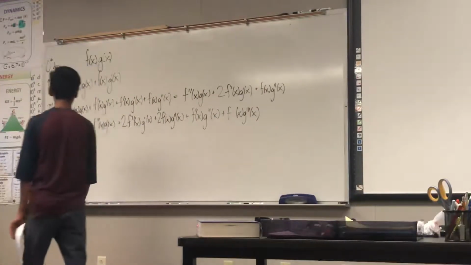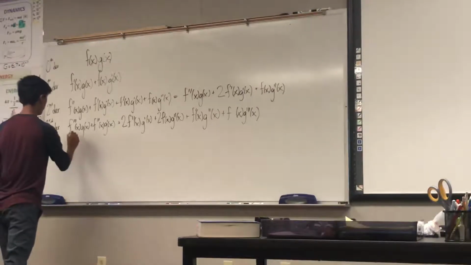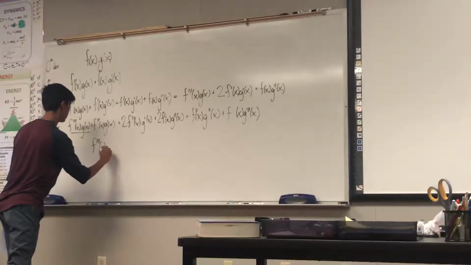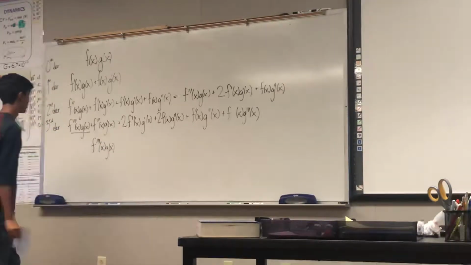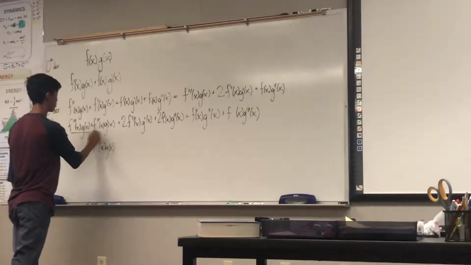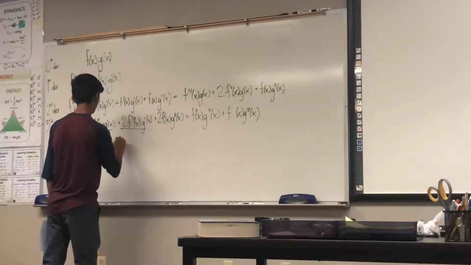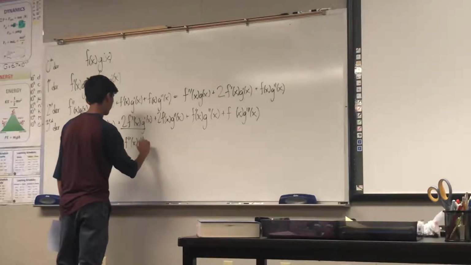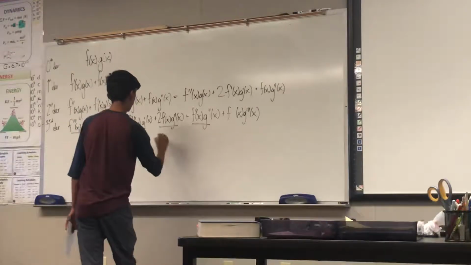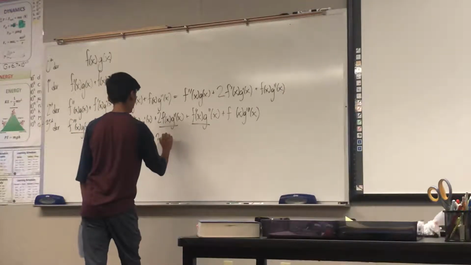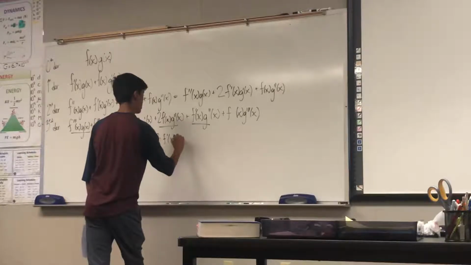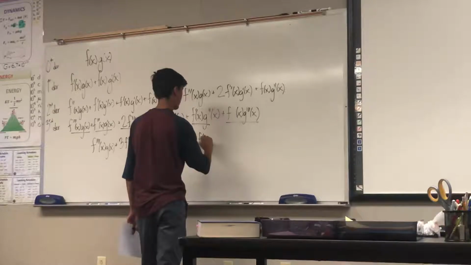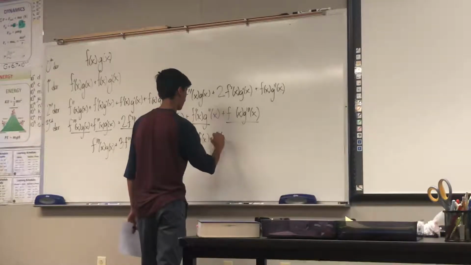And this can be condensed into f triple prime of x, g of x, plus this term and that term, which is 3 f double prime of x, g prime of x, and then these two terms, 3 f prime of x, g double prime of x, and then this last term, f of x, g triple prime of x.